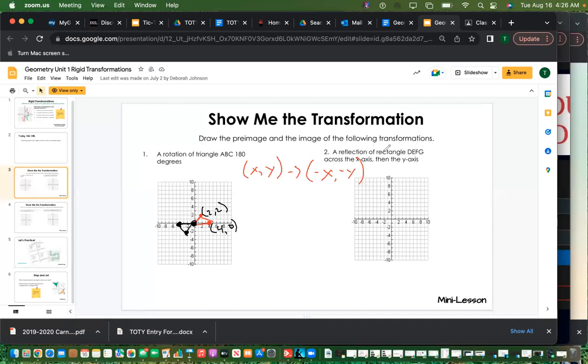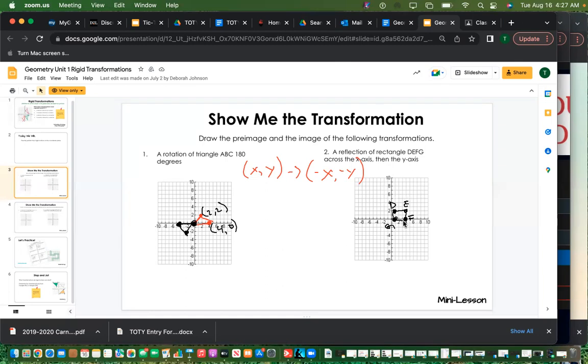Okay. Reflect a rectangle DEFG across the x-axis and the y-axis. Let's take a rectangle. I said DEFG. And we want to reflect it across the x and then the y. So there's 2 transformations that happen here. Okay. We're really only focused on the end product.